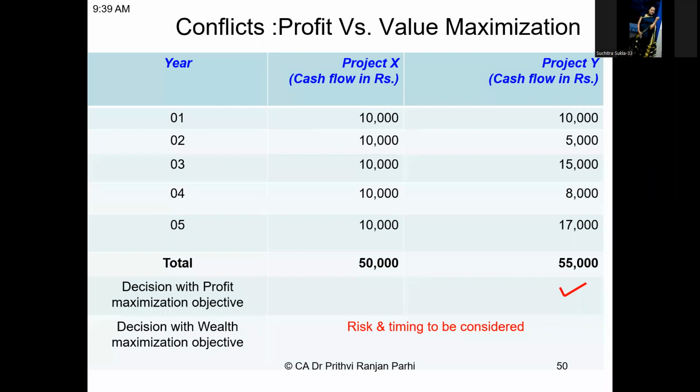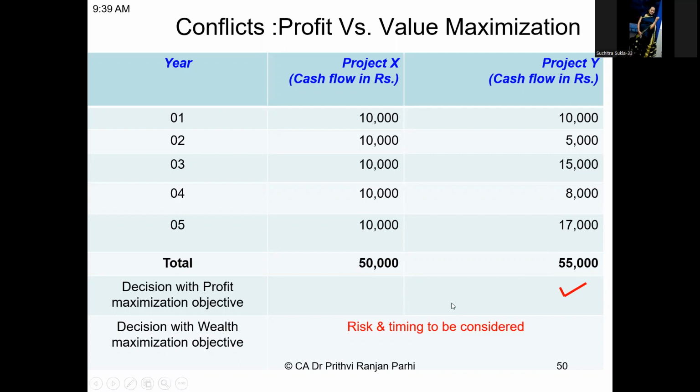Here is an example. Let's say project X and project Y. These are the cash flows in different years. Project X is giving 50,000. Project Y is giving 55,000. So if profit maximization is the objective, we'll select project Y.